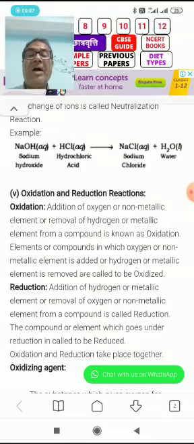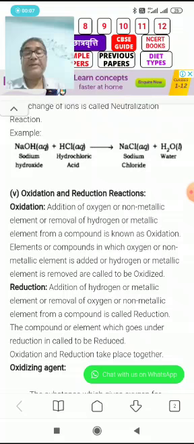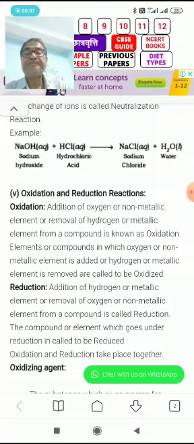Next one is your oxidation and reduction reaction. What is oxidation? Listen. Addition of oxygen or other electronegative element or electronegative non-metallic species, or removal of hydrogen or other electropositive species or metallic species from a compound is known as oxidation.